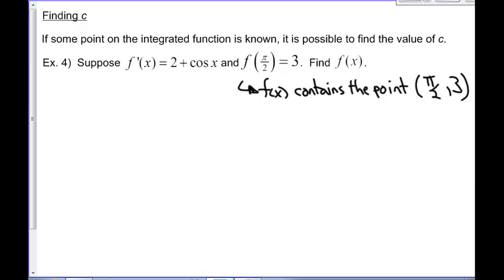So if I want to go up a step, up to f, what I'm doing is integrating.